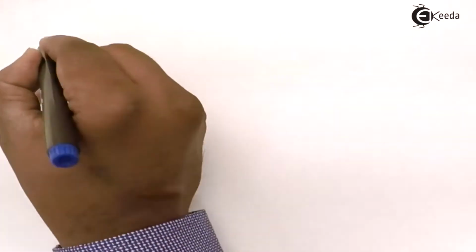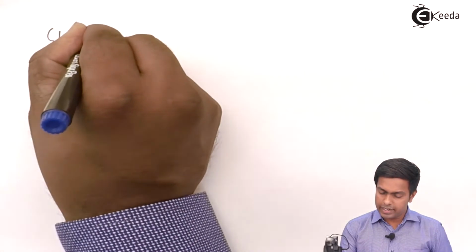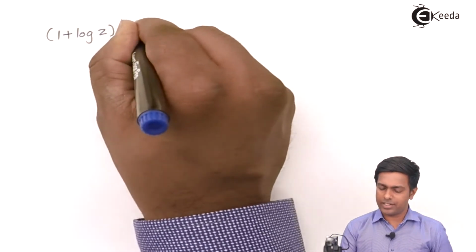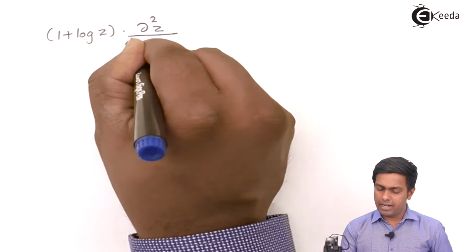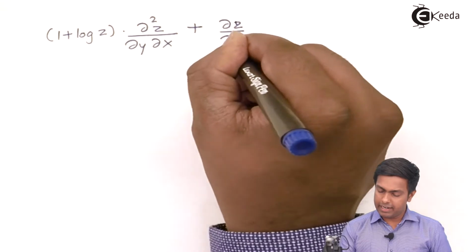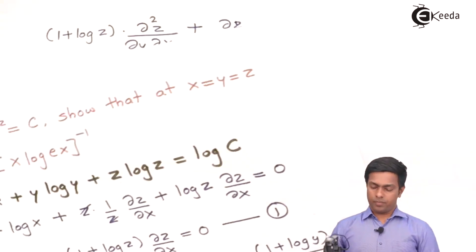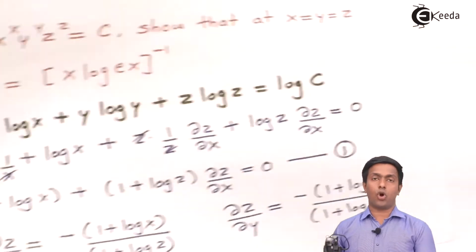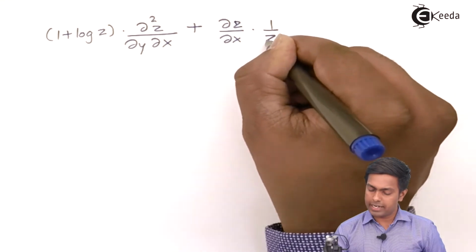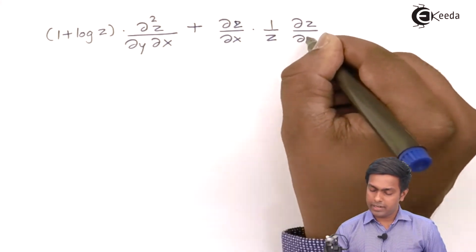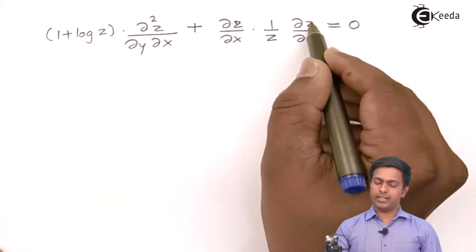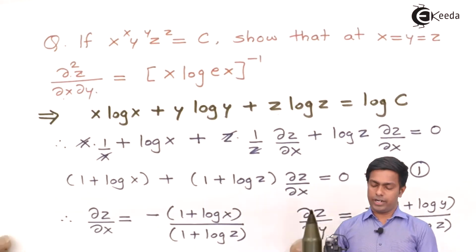So guys, here we will get 1 plus log of z as it is, into the derivative of del z by del x with respect to y, which is del square z by del y del x, plus del z by del x as it is, into the derivative of 1 plus log z with respect to y. For 1 we'll get 0, for log z we'll get 1 upon z del z by del y, equal to 0. Now here we have a term del z by del x and del z by del y, and for these two we already got the value.